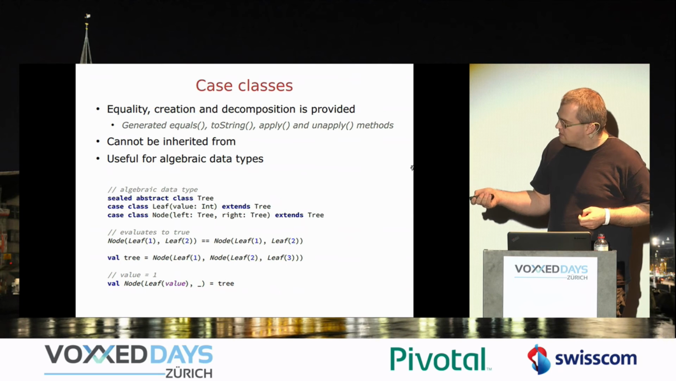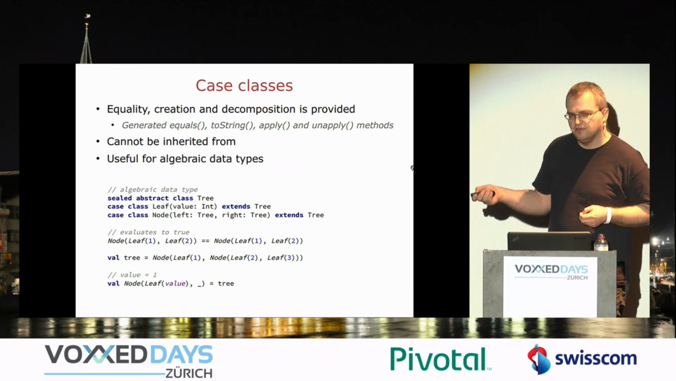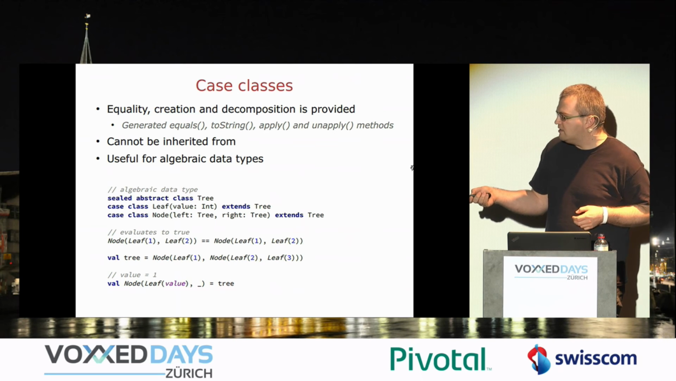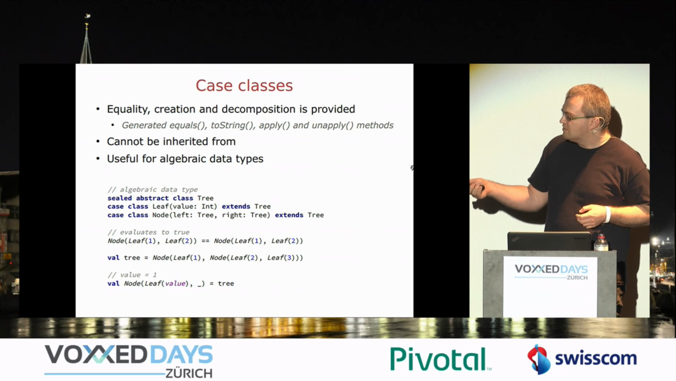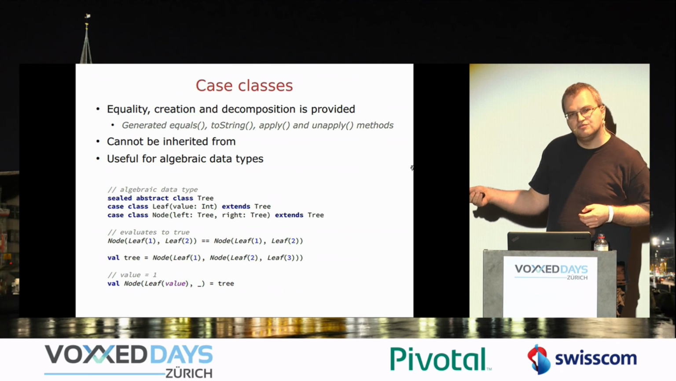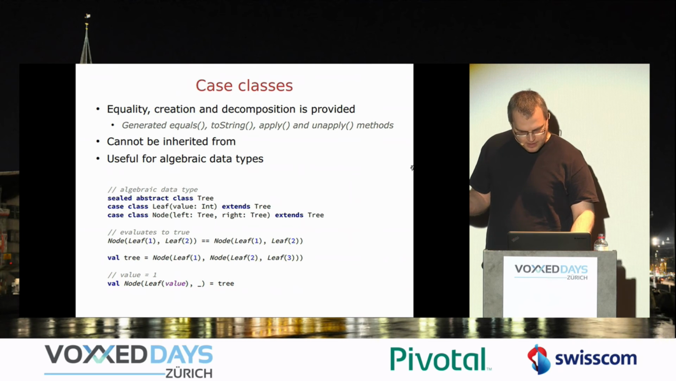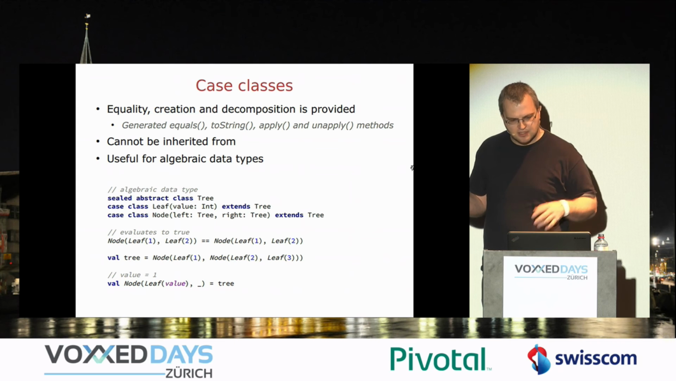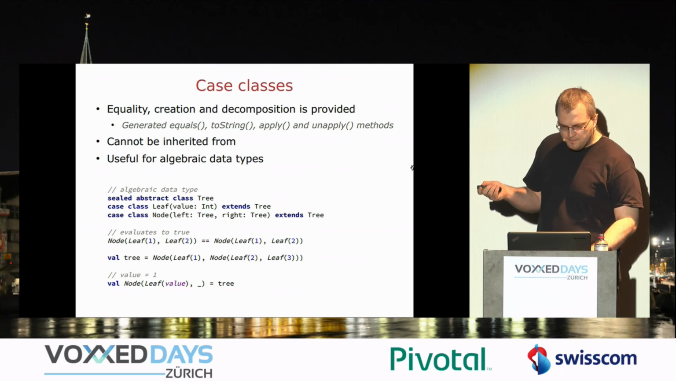I can say, well, this variable is supposed to be a case class of type node, and inside it's supposed to have a leaf on the left, and anything on the right, I don't care. Again, I put an underscore there. This is the part I don't care about. And that leaf is supposed to have a value. So the value of 1, which was constructed here, will be bound to this identifier. This is quite nice. So this was about pattern matching and case classes, which are using the mechanism directly.